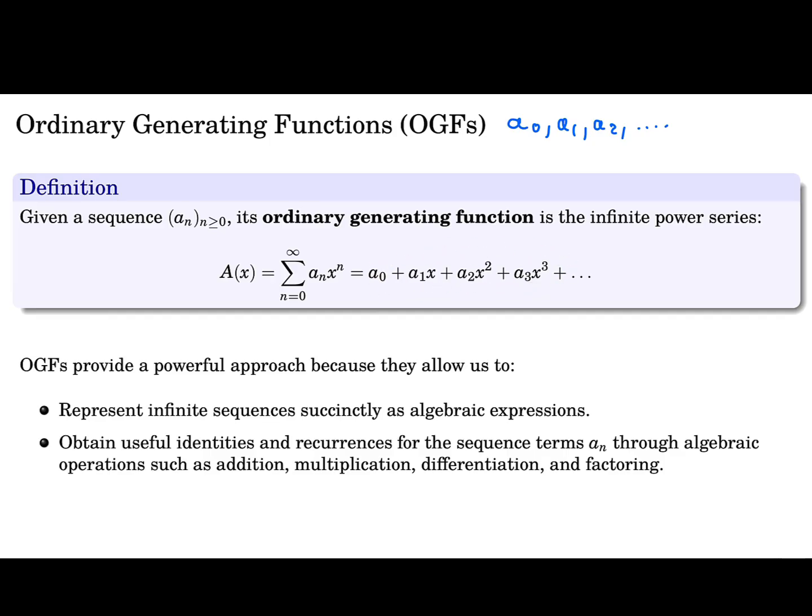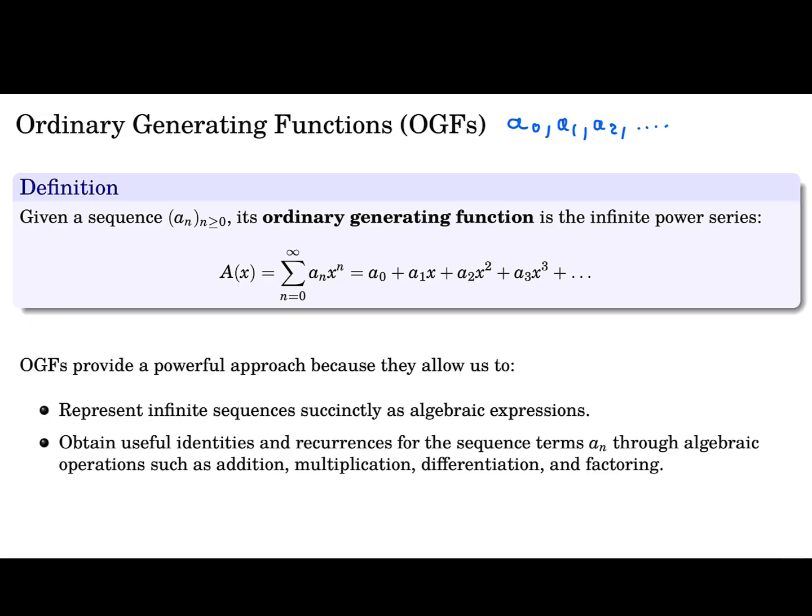It's just essentially the sequence, but with these powers of x. And so the idea is that the sequence terms become coefficients of powers of x. So the coefficient of x to the power 0 is a0, the coefficient of x to the power of 1 is a1, of x squared or to the power of 2 is a2, and so on.